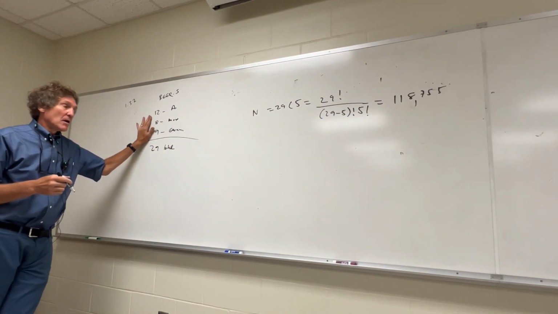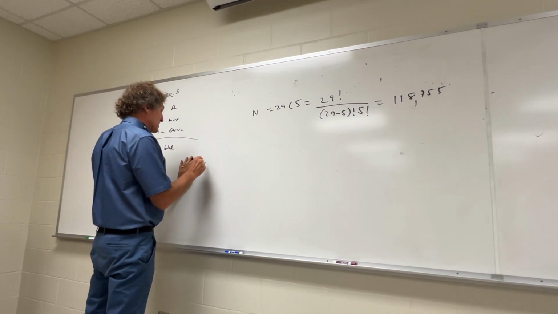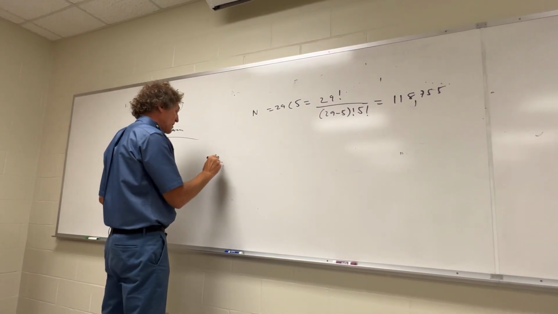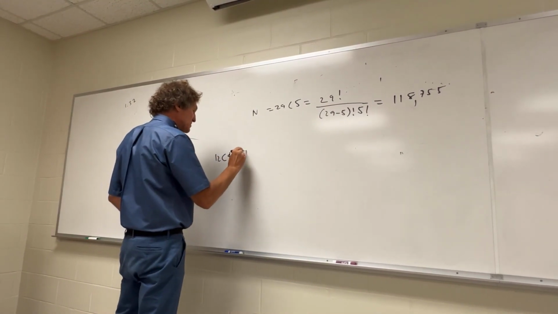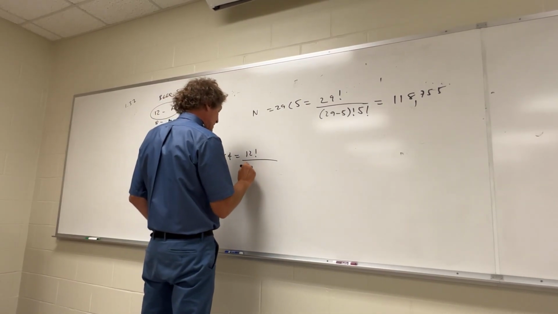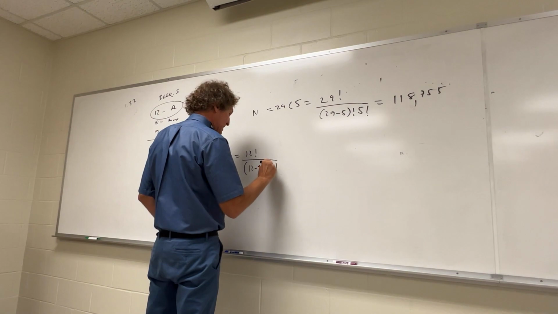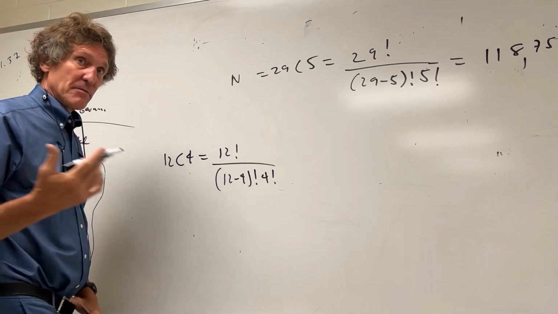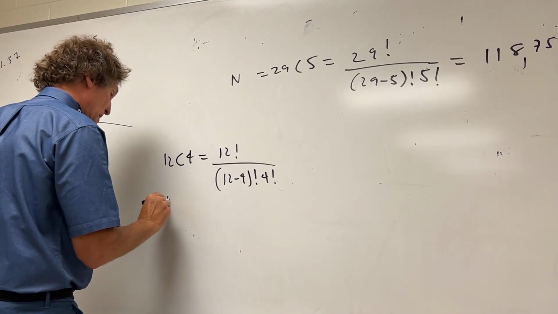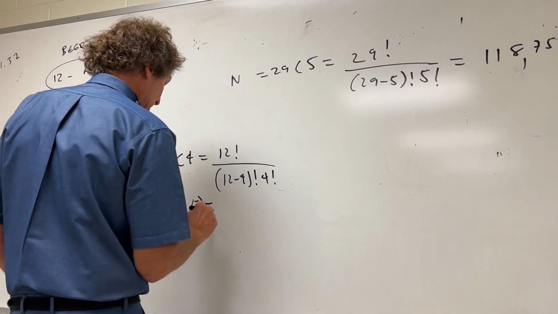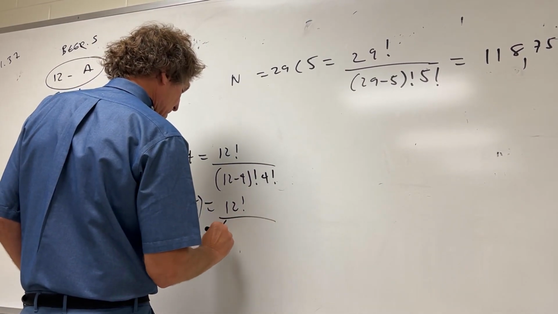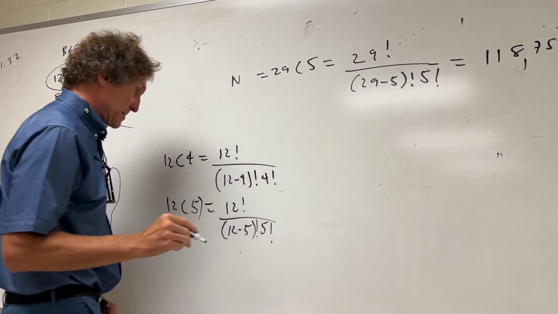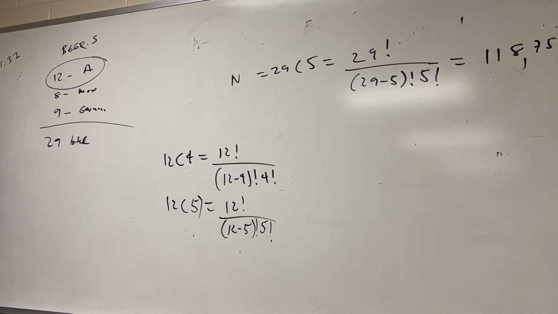Yeah, at least 4. All right, so for 4 American beers, that's going to be 12 combination 4, or 12 factorial over (12 minus 4) factorial times 4 factorial. That's for 4 of them, right? But we can also get 5 of them. Do you agree with that? So it's 12 combination 5, and that's going to be 12 factorial over (12 minus 5) factorial times 5 factorial. Those two things are correct, right?